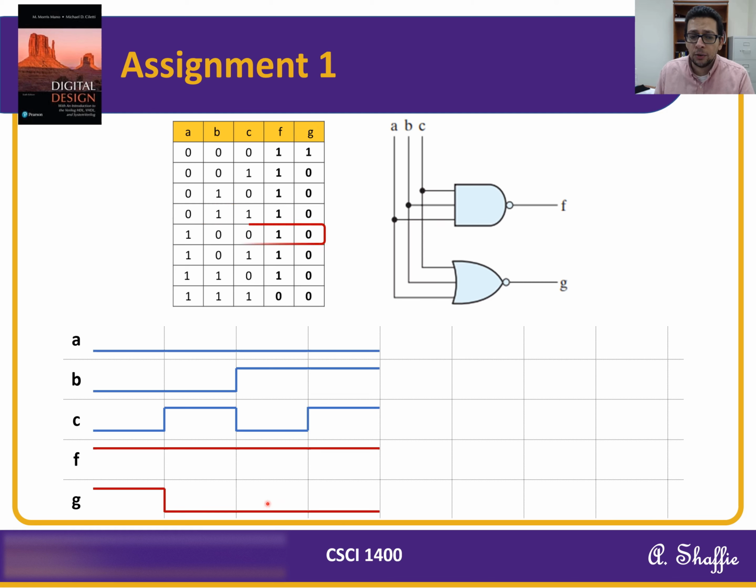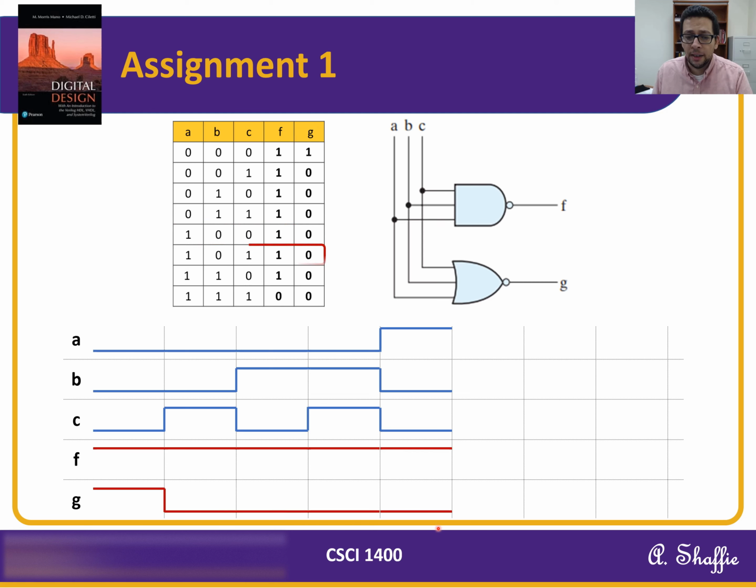Let's go to the next combination. We have 1, 0, 0, which means A should change from 0 to 1. I will change it, so I will go up like this. And for B, I will change it to be 0, so I will go down. For C, I will go down to make it 0. For F, it will remain the same, so I will just extend the line as a straight line.